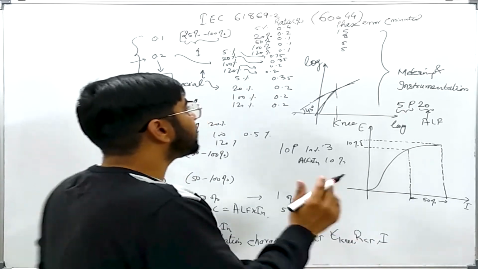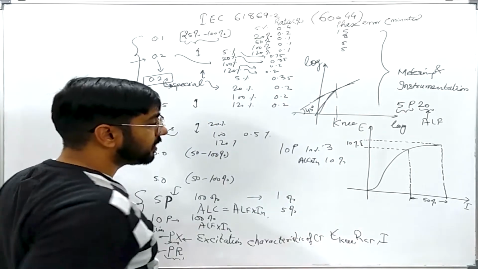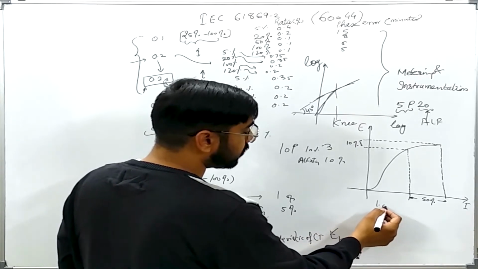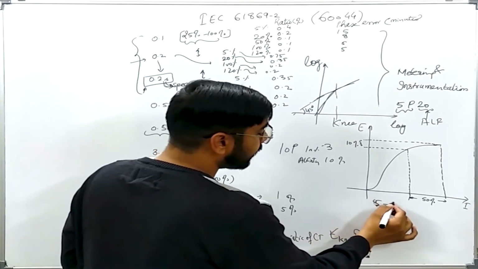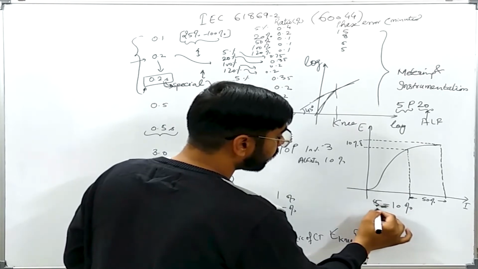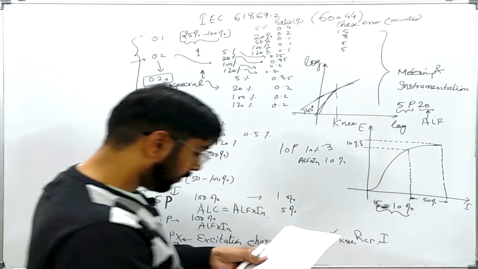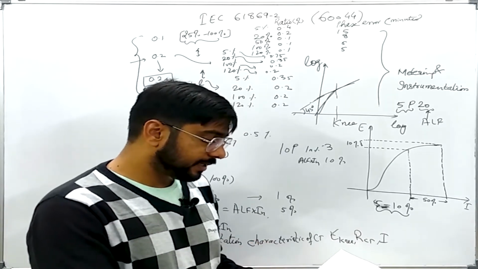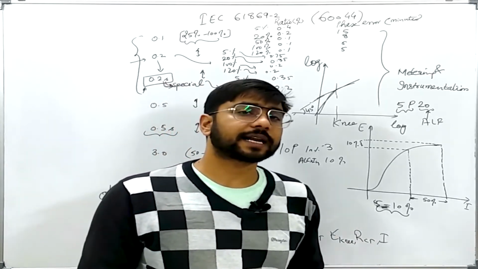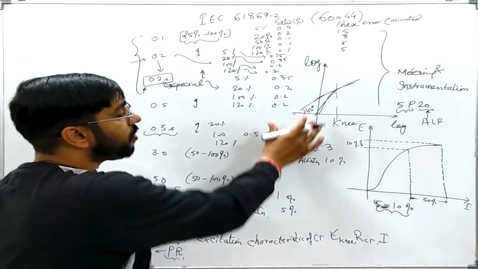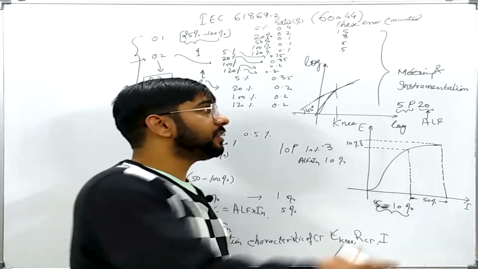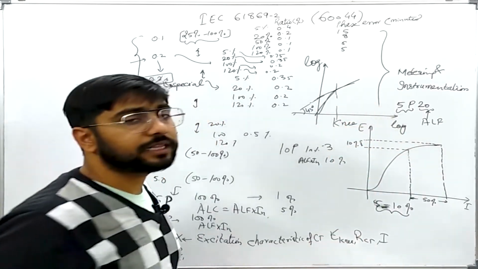But there is a difference between these two definitions, and the difference comes out to be around 1.5 to 10%. Okay, so in this way we can see that these two standards classify the knee voltage differently, and the difference is around 5 to 10% between the definition of these two knee voltages in these two standards.